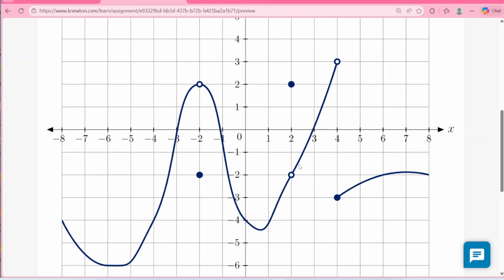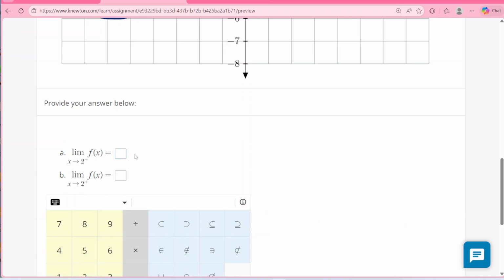Same thing to the right, for the second part of the question. But as x approaches 2 from the left, you see that we're approaching this location with the empty point here that has a y value of -2. So we'd say the left side limit as x approaches 2 from the left of this function is -2. So I'm putting that there. And it's the same for the right.